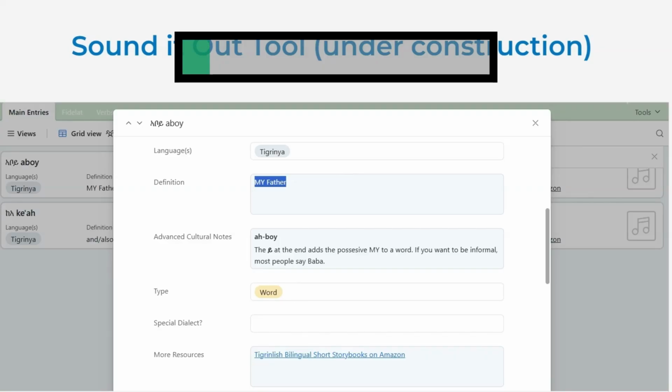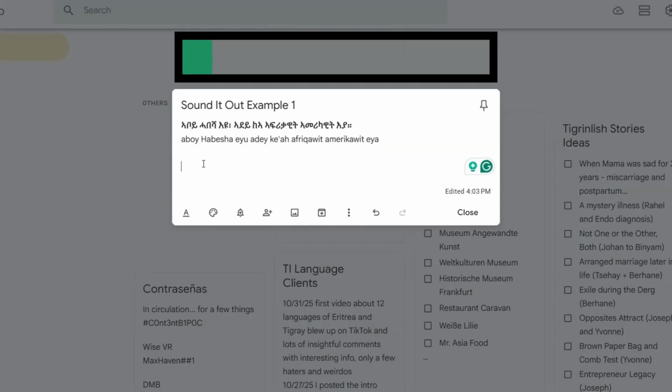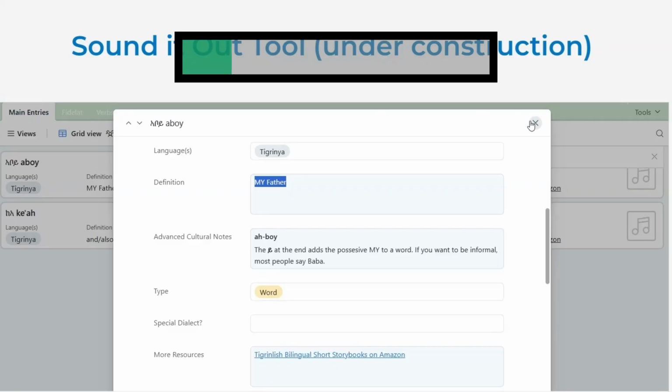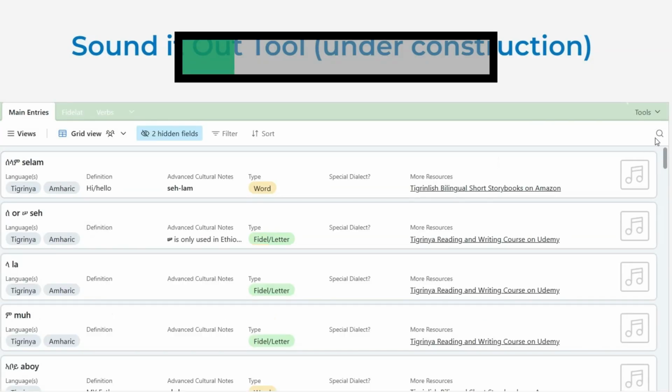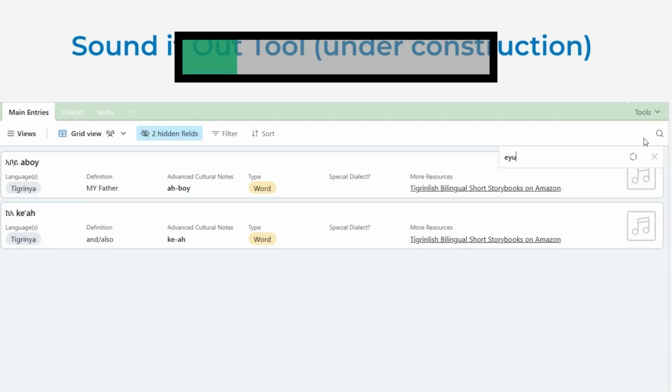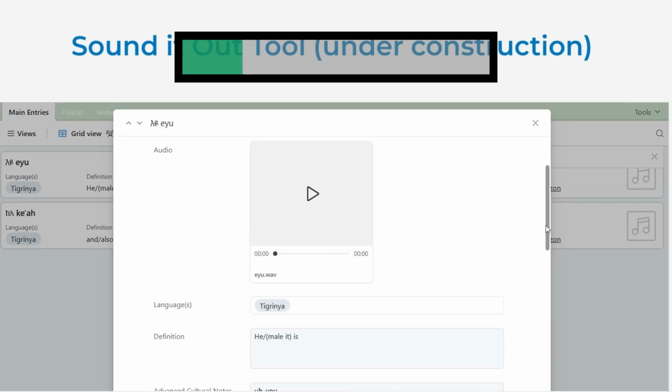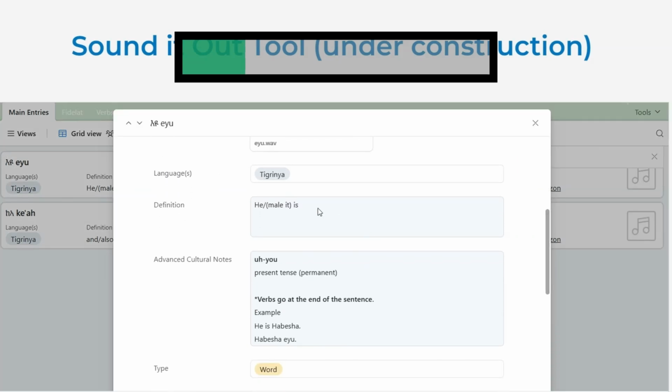Let's copy and paste that. Habasha is Habasha, we know that. So we move on to the third word. Again, we can copy and paste the Latinized letters too. Let's try that one here. Yeah, here we go. Scroll down a little bit to get the meaning.